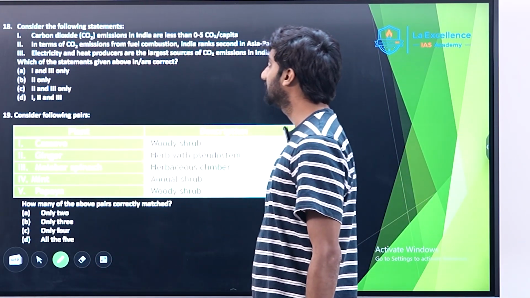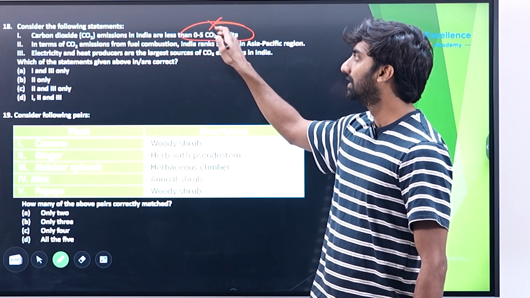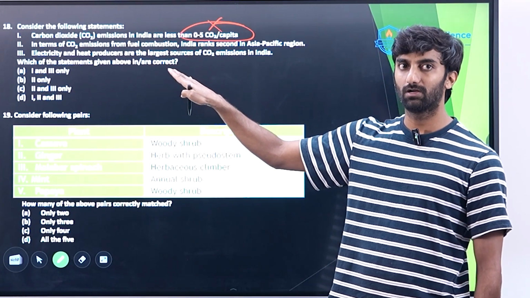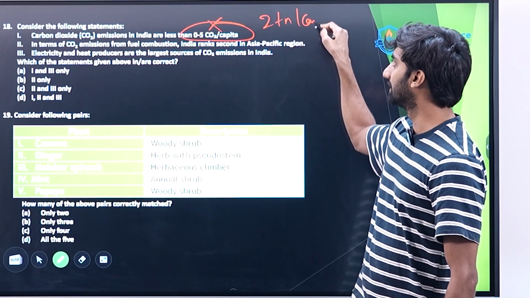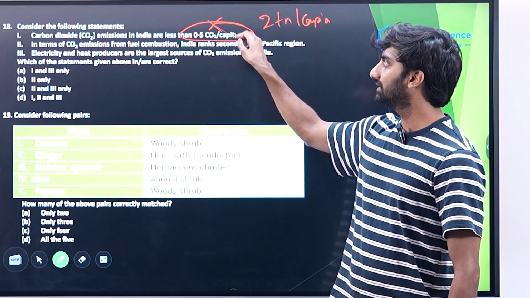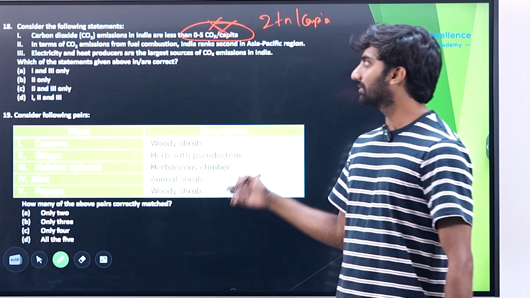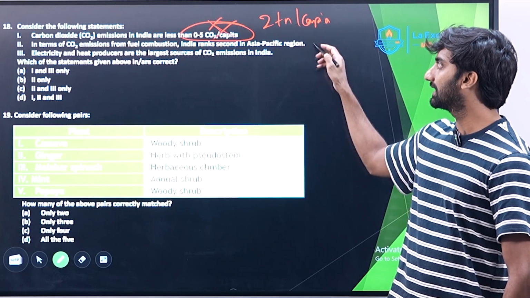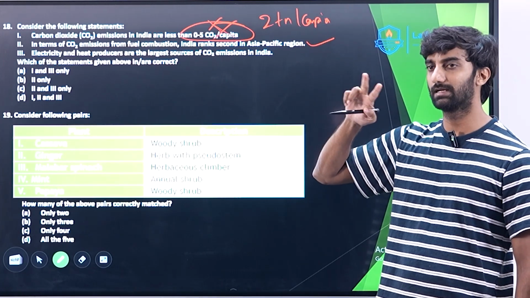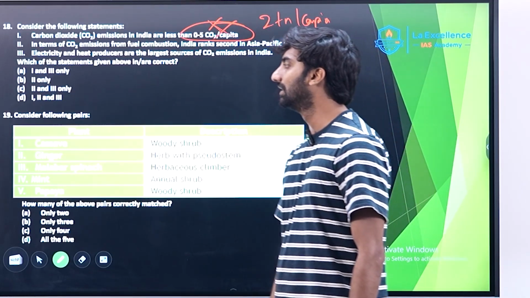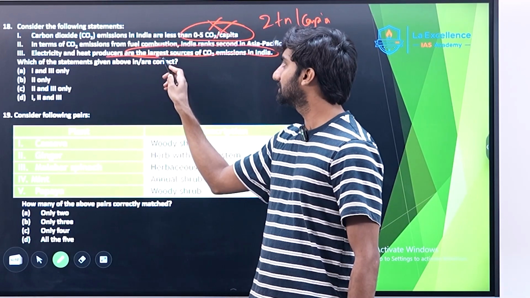And question 18, following statements. Carbon dioxide emissions in India are less than 0.5 tons per capita. This fact is not true. India is one of the highest emitters of carbon dioxide in the world. Per capita emission is around 2 tons per capita per year. So less than 0.5 is not true, and 1 is not correct. Statement 2: in terms of carbon dioxide emissions from fuel combustion, India ranks second in the Asia Pacific region. This is also true. After China, India ranks second with respect to emissions. Third, electricity and heat producers are the largest sources of carbon dioxide emissions in India.